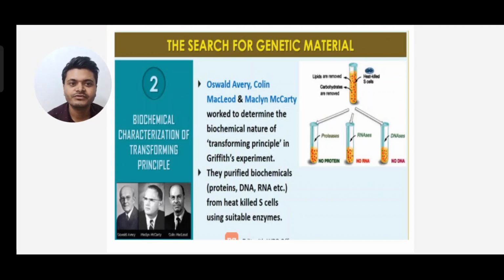What they did was purify the biochemicals, that are protein, DNA, RNA, etc., from heat killed S cells using suitable enzymes. You can see one test tube where carbohydrates are removed. In the first, the enzyme protease was given, and we could see that no protein was there. In the second experiment, RNase was given, and no RNA was there, because RNase degrades the RNA and protease degrades the protein. In the third, you can see DNase was given.